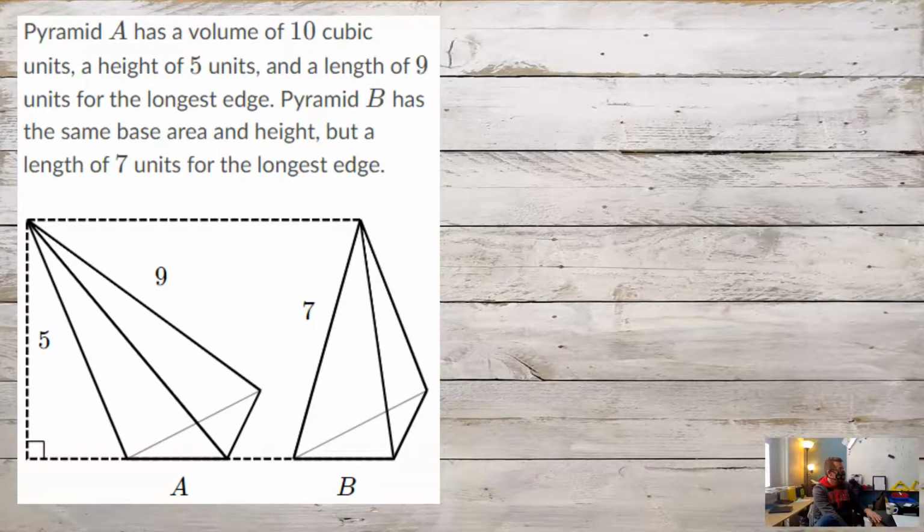What do you need to know to be able to determine whether the slant height matters? Pyramid B has a height of 5 units, the same base area and height. So we know same base area, same height. What are we being asked for here? To answer the question, does the slant height matter? Well, does it matter if we're deriving volume?